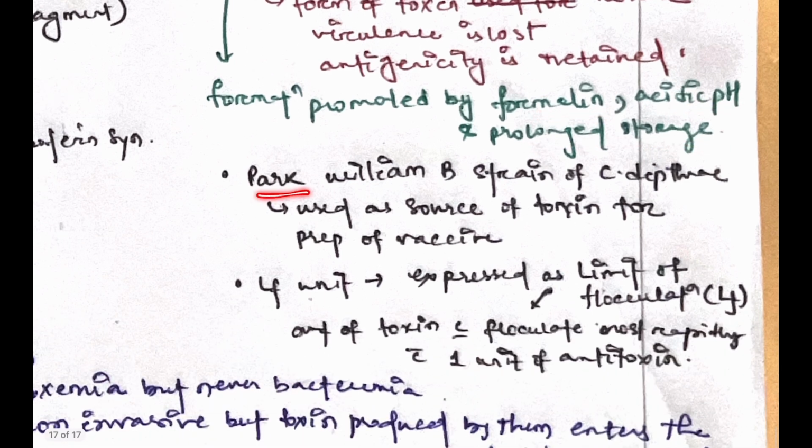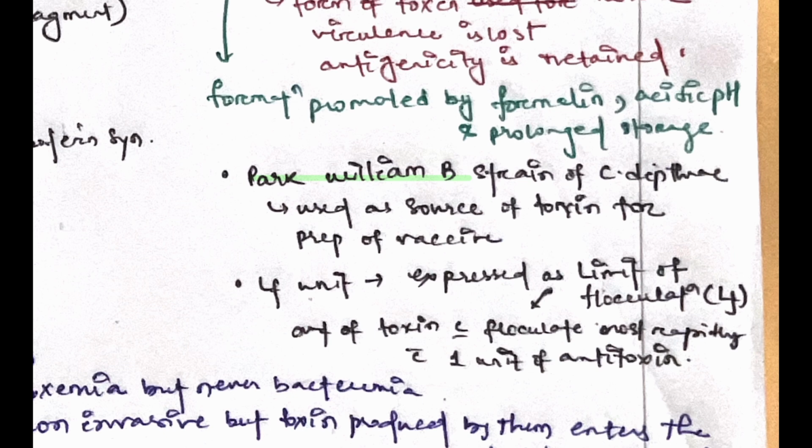Then the Park-Williams 8 strain of C. diphtheriae we use as the source of toxin for the preparation of this vaccine. So what do we use? We use the Park-Williams 8 strain as the source of toxin for preparation of this vaccine.